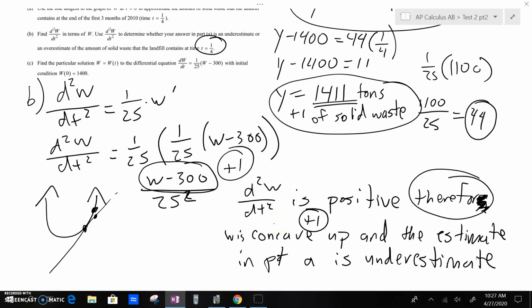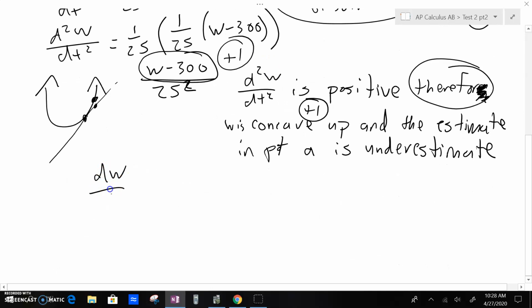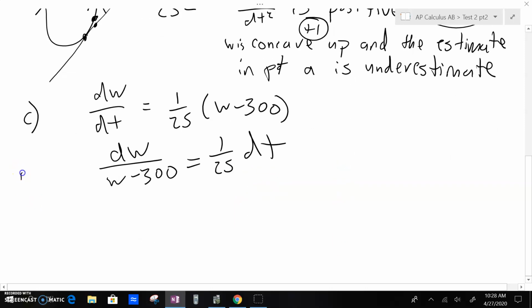And then the final one is a 5-point piece, and it's a really straightforward separable differential equation. So we've got dw over dt is 1/25th w minus 300, and let's separate that. So I've got dw divided by w minus 300 equals 1/25th dt. That's just grouping the variables together. So this is part C, and you get a point for separating.